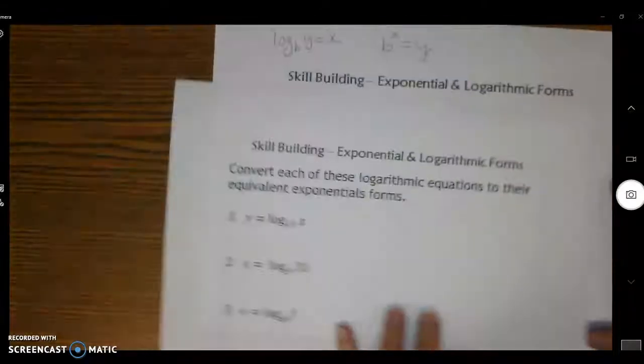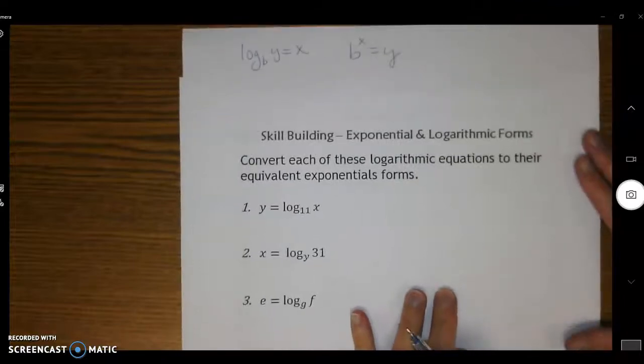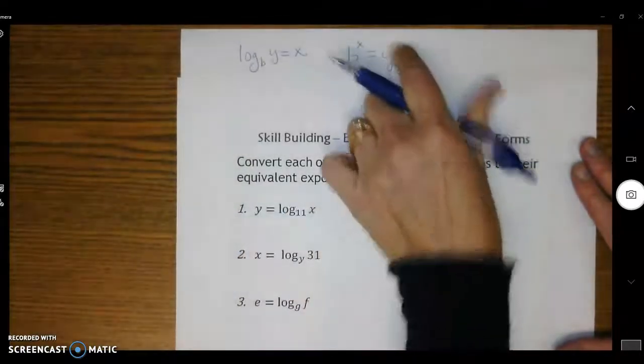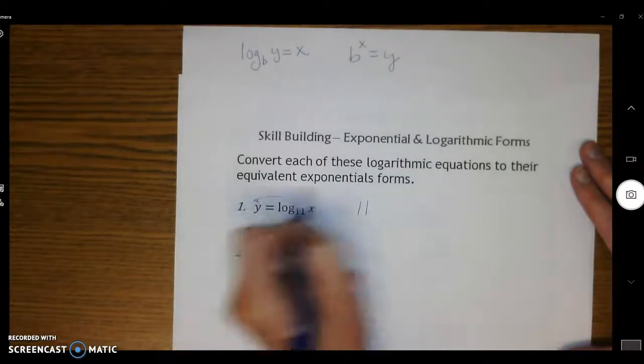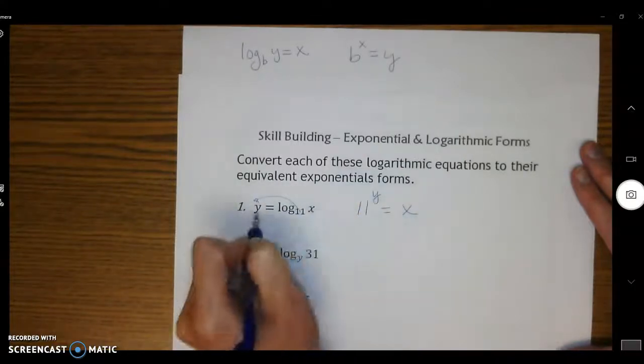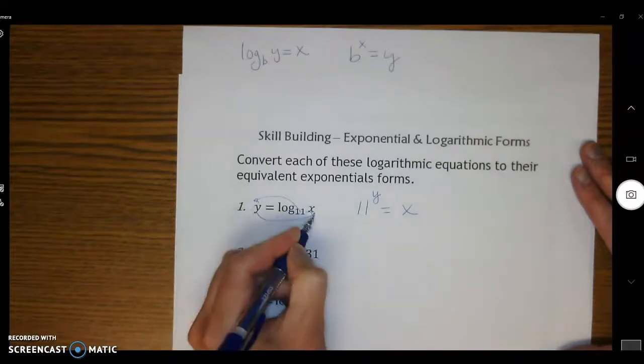And then on the last one here, we're just flipping the other way. So now I'm going from log to exponential. So this one is going to be 11. Start with your base, go over, get your exponent, come back, get the solution. So 11 to the y equals x.